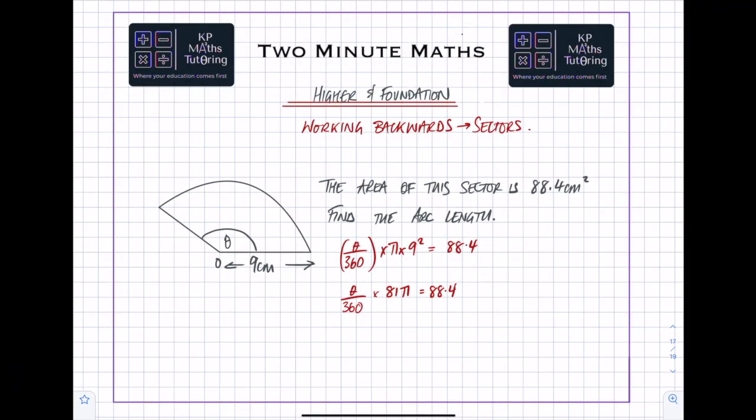Hi everyone, quickly following on here from the previous video I've just looked at, which was sectors. This is now sectors, but what happens if you're asked to work backwards? So when we look at this, what we've been told is the area is 88.4. So I've already been given the information.